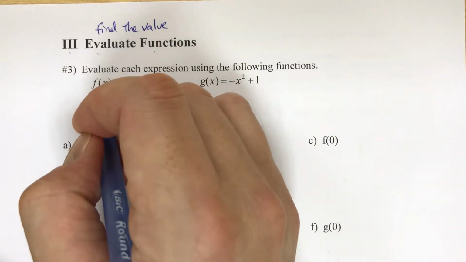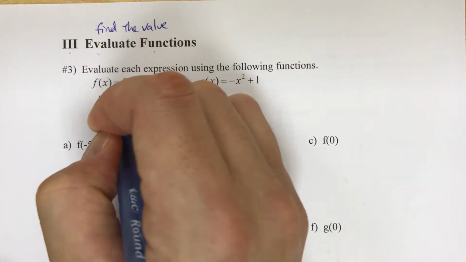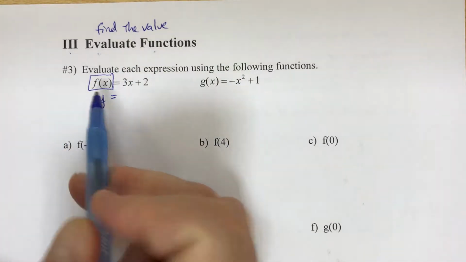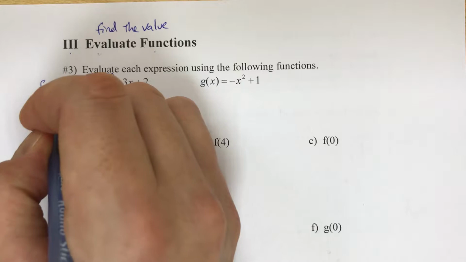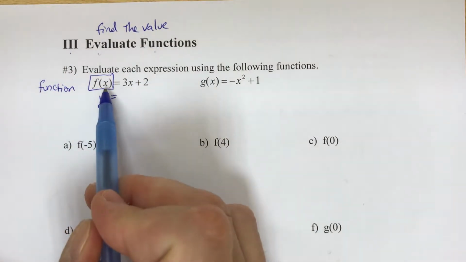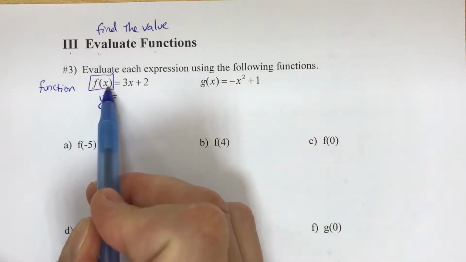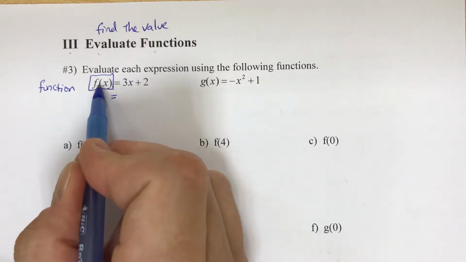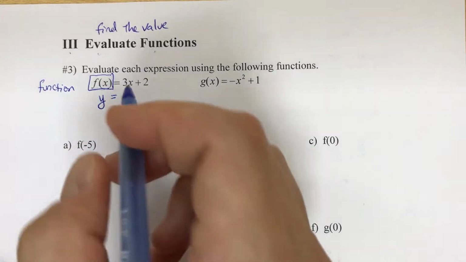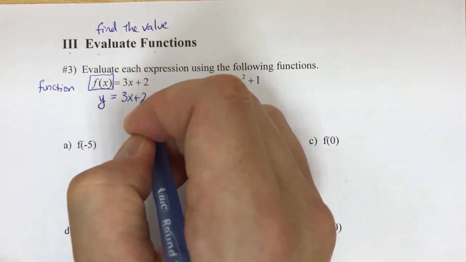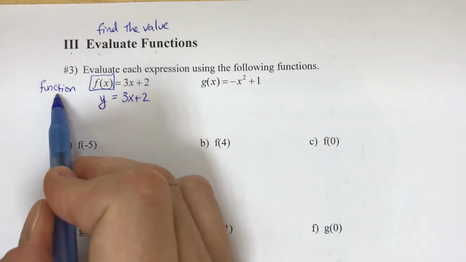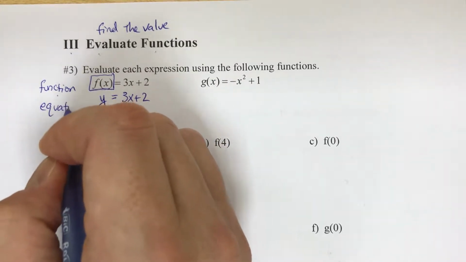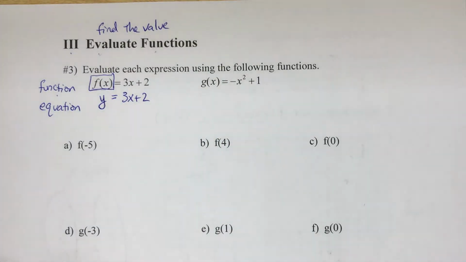A function is another way to write an equation. F of x is the symbol for function. It's not f times x. This is not multiplication. This is what we use to say function. If I write it, it's the same thing though as y. This equals the y value. So if I write it as f of x equals, it's a function. If I write it as y equals, it's an equation. But they're both the same. They mean the same thing.